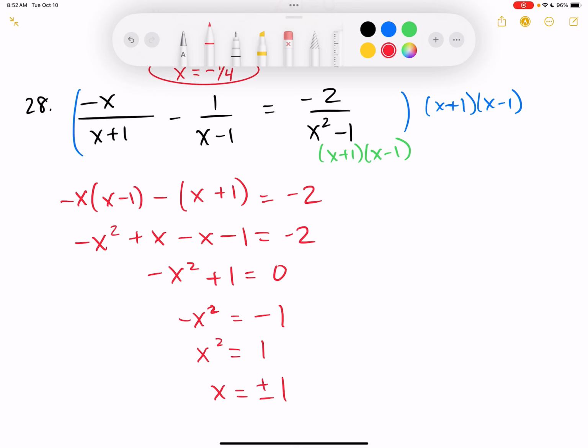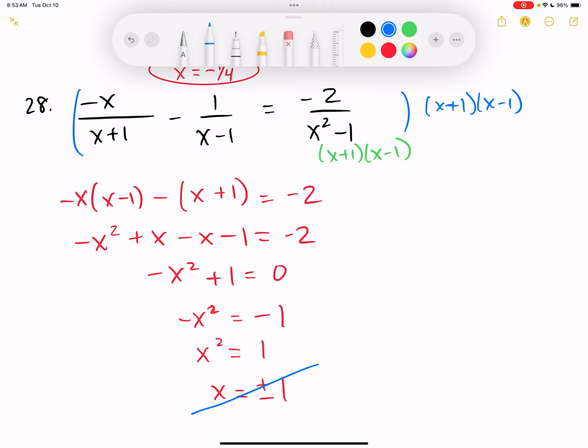So when I go to do this, I want to, again, look and make sure that nothing is causing a problem. So if I plug in positive 1, I have 1 plus 1, so that's fine. 1 minus 1, that's going to be a problem. And over here, 1 squared minus 1, that's going to also be a problem. So the positive 1 doesn't work, okay? So the negative 1, if I plug that in, negative 1 plus 1, that gives me 0. So now I know that both of those are going to be a problem.